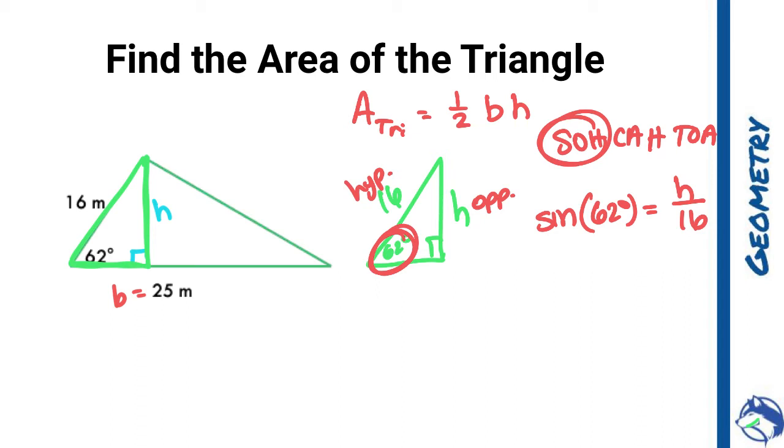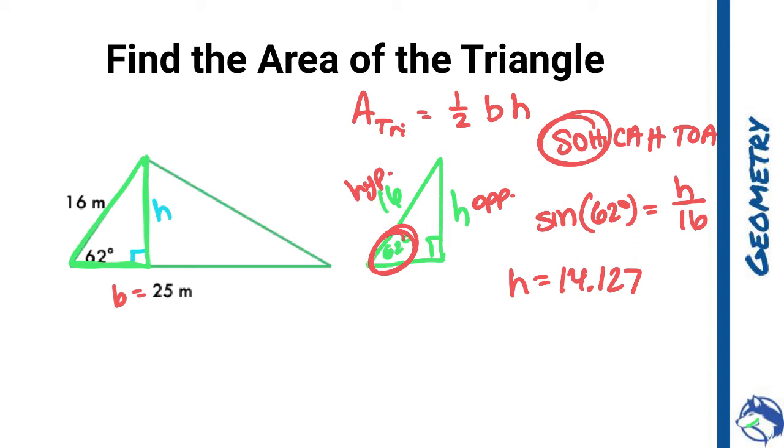So from here, I can just go ahead and solve for this. I know that h is going to be equal to 16 times the sine of 62. So 16 times the sine of 62 degrees ends up being 14.127. Well, this is going to be pretty much true every time.